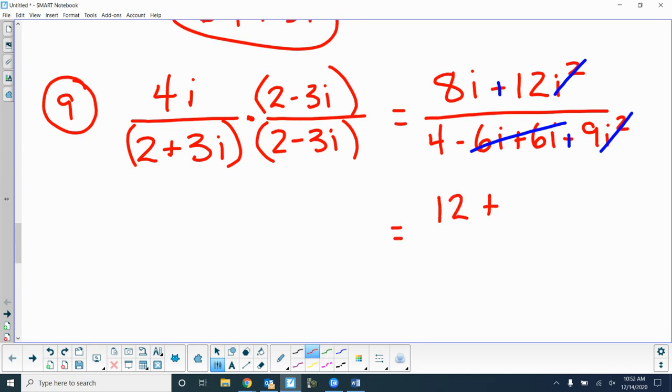If I put it in the right order, 12 would go in the front and the 8i in the back. If you didn't do that, that's okay. And then 4 plus 9 would be 13. And then look, 4 goes into 12 and 8. Does 4 go into 13? Doesn't go into 9. Okay, but if there's a number that goes into all three of those, you should divide that into them, to reduce it.